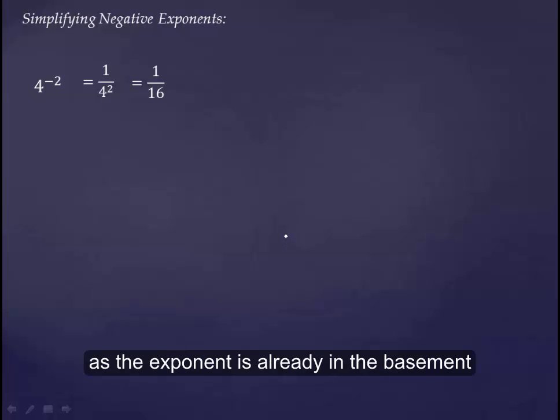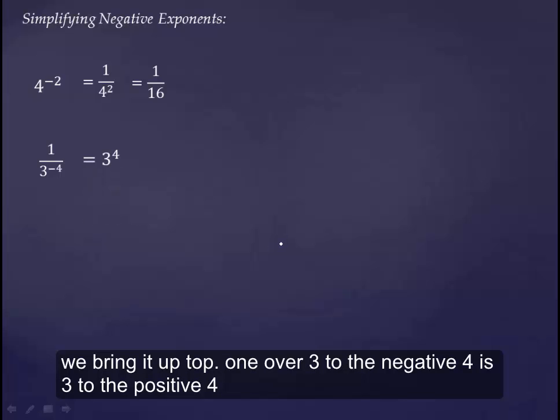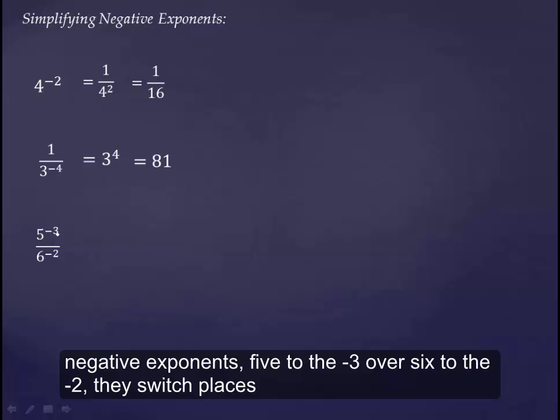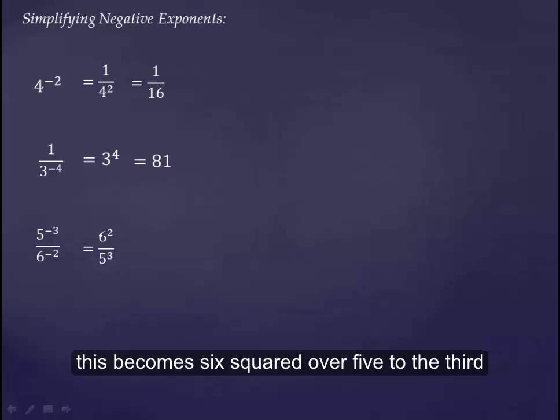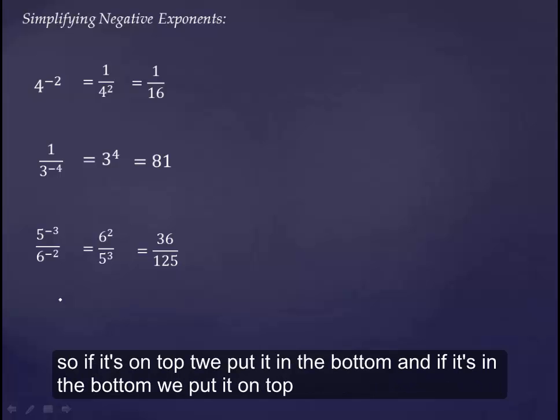If the exponent is already in the basement, and it's negative, 1/3 to the negative 4, we bring it up top. 1/3 to the negative 4 is 3 to the positive 4, which is 81. And if we have 2 negative exponents, 5 to the negative 3 over 6 to the negative 2, they switch places. This becomes 6 squared over 5 to the third, which gives me 36 over 125. And this is true with any negative exponent. You switch sides of the fractions. So if it's on top, you put it in the bottom. If it's in the bottom, you put it on top.